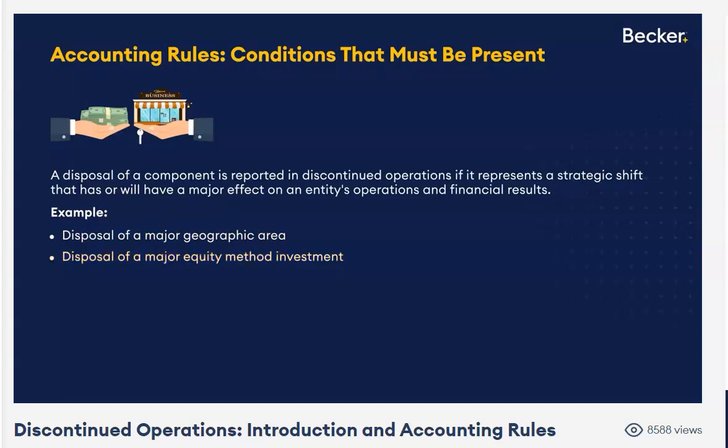Remember what an equity investment is? Where you have significant influence over another company. You own at least 20, but not more than 50%. You're not consolidating. Okay, you use that equity method of accounting. That might be an example where we have that strategic shift.